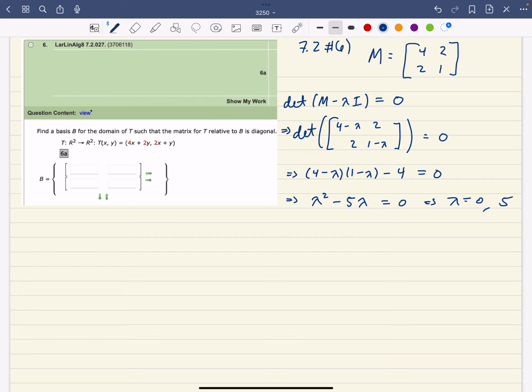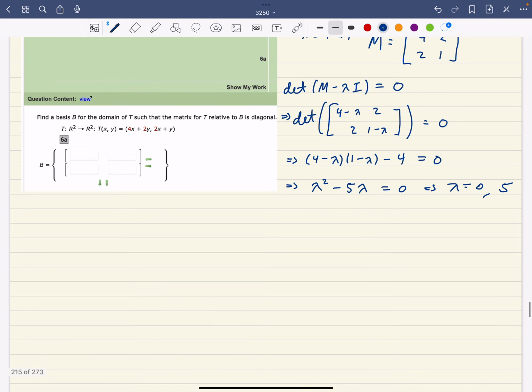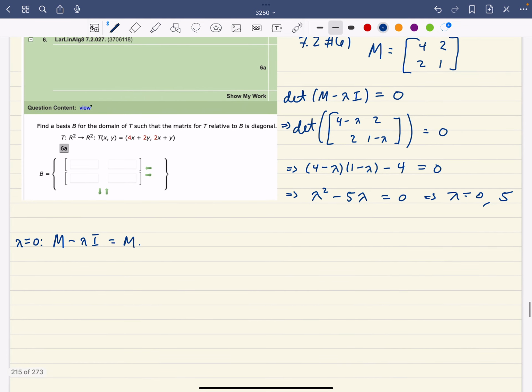Now we're going to take each of these eigenvalues and look at M minus lambda I, and then find the corresponding null space. That's called the eigenspace of this matrix corresponding to that eigenvalue. So if our lambda is 0, then we just have M minus 0, and that's just M. Let me write down lambda equals 0 here. So M minus lambda I is just M, and we'll find the null space for our matrix M.